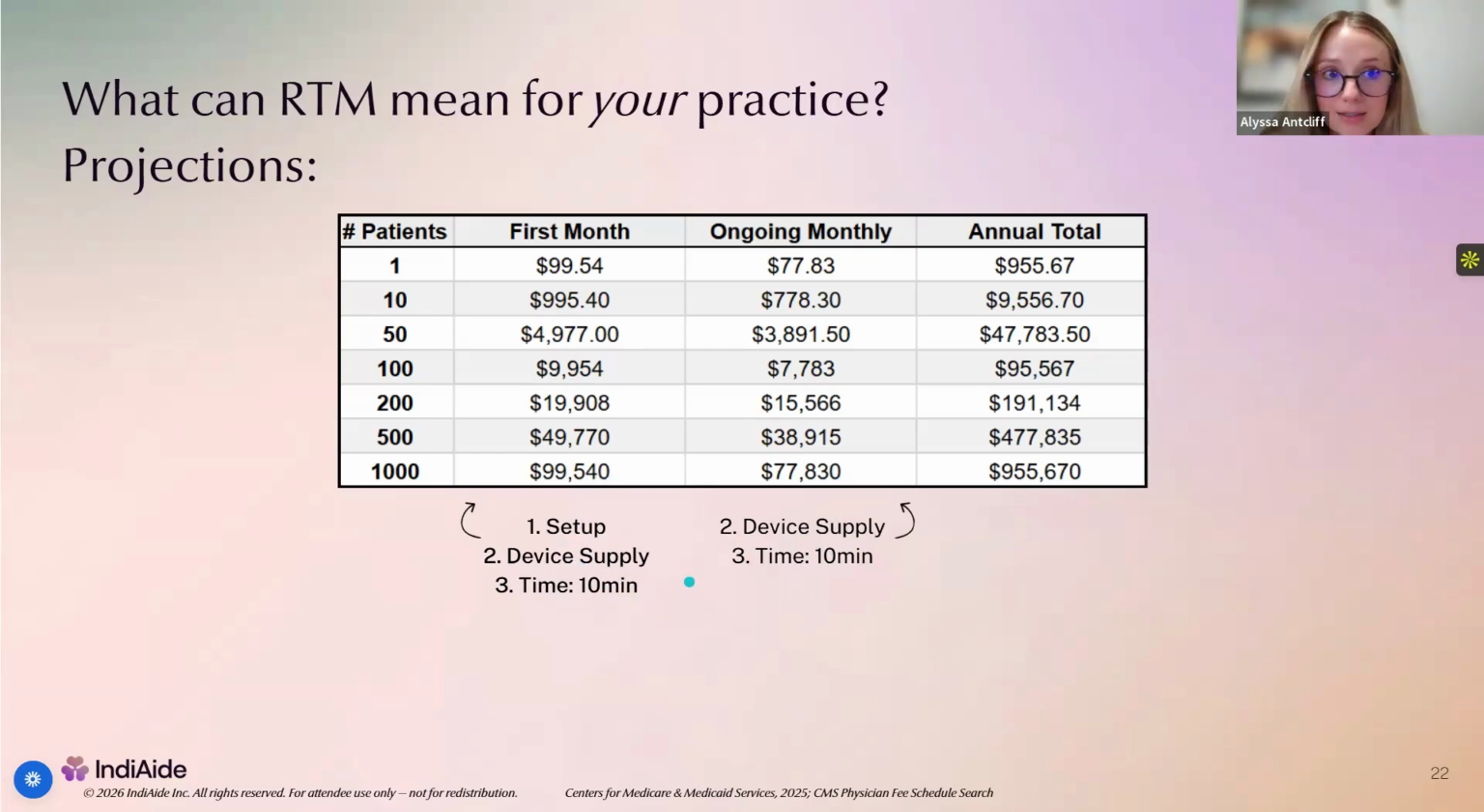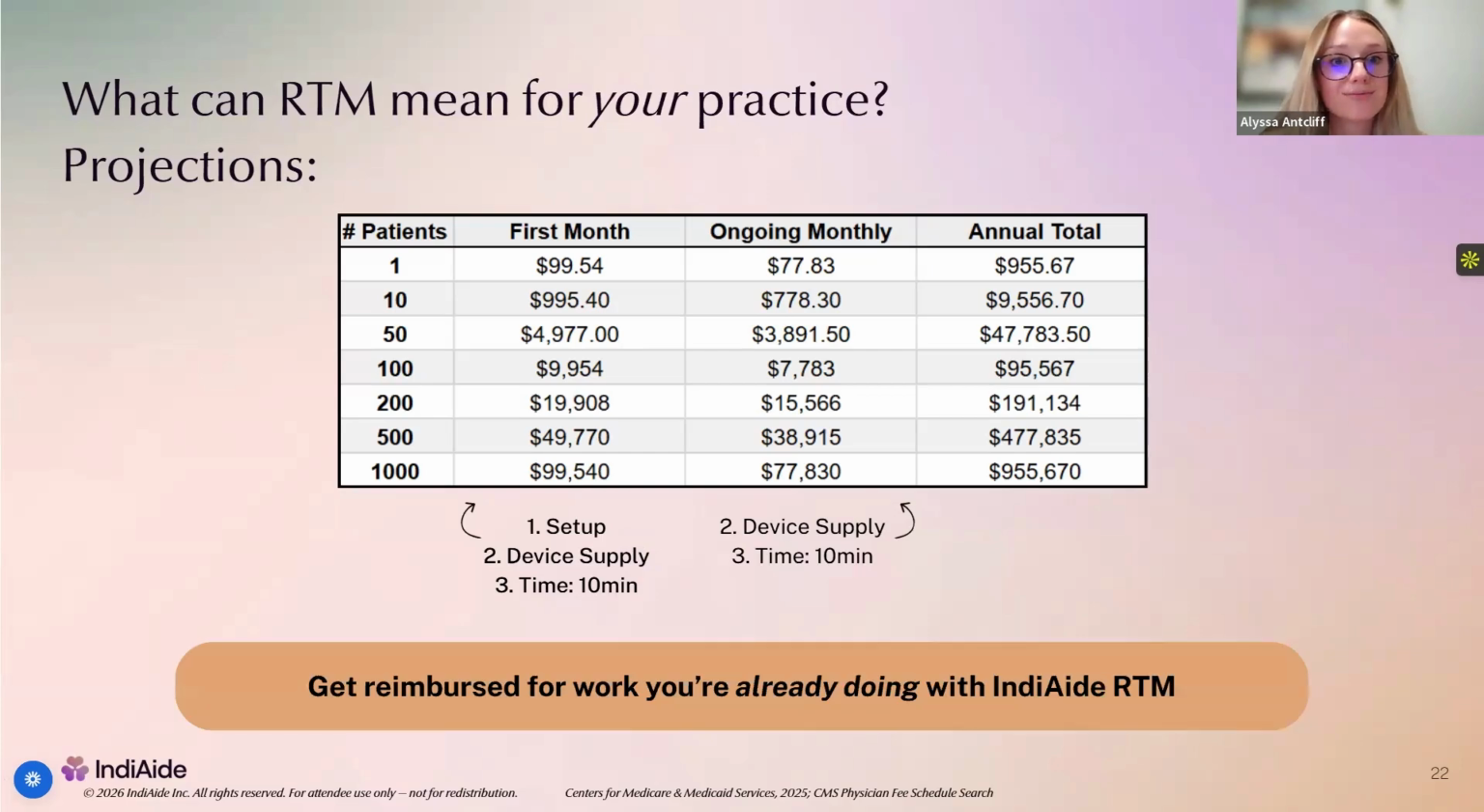If you hit 20 minutes, that code was about $25 more of reimbursement. And then same thing for every 20 minutes after that was another like $39, $40 that would be reimbursed. So you can see how this can make a really big financial difference for your practice, as well as making a huge difference for the progress your patients see between sessions. So it is time to get reimbursed for work that you are already doing with IndiAid Remote Therapeutic Monitoring.